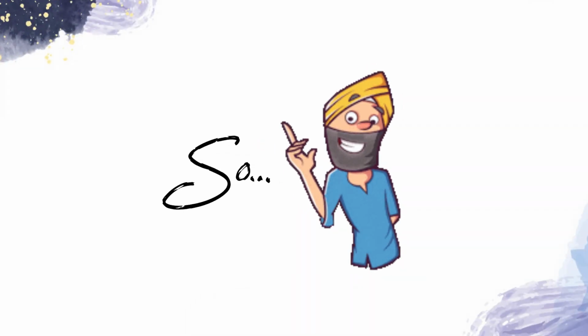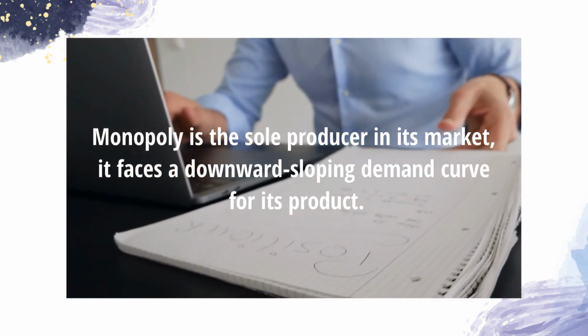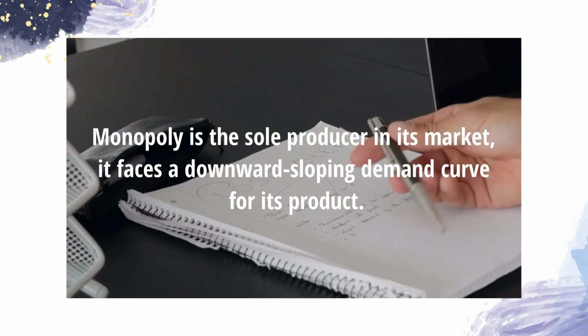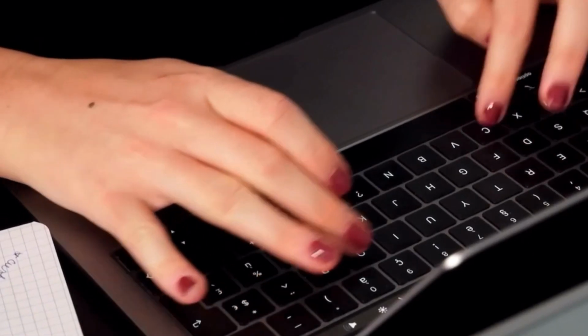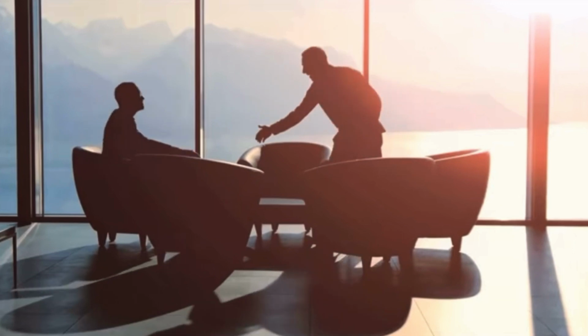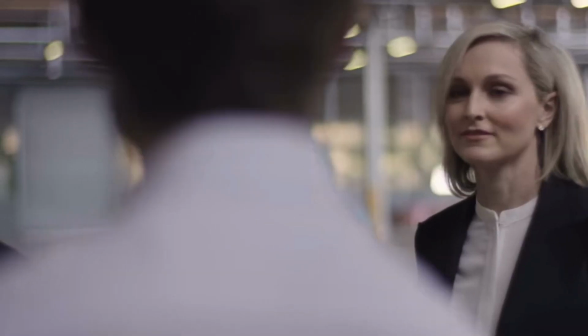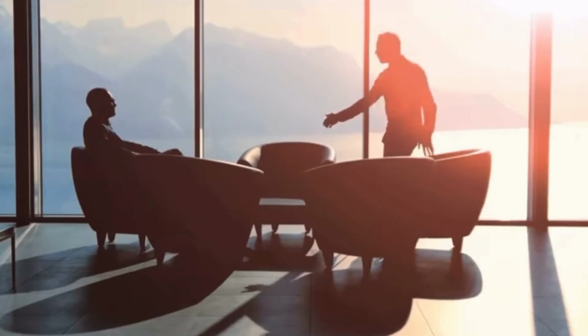So from this topic, we know that a monopoly is the sole producer in its market. It faces a downward sloping demand curve for its product. A monopoly arises when a single firm owns the key resources, when the government gives a firm the exclusive right to produce a good, or when a single firm can supply the entire market at a smaller cost than many firms could. When the monopoly increases production by 1 unit, it causes the price of its good to fall, which reduces the amount of revenue earned on all units produced.